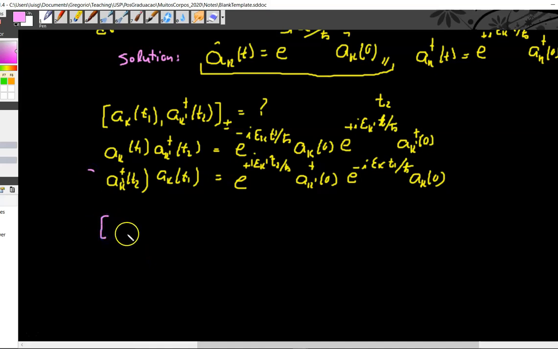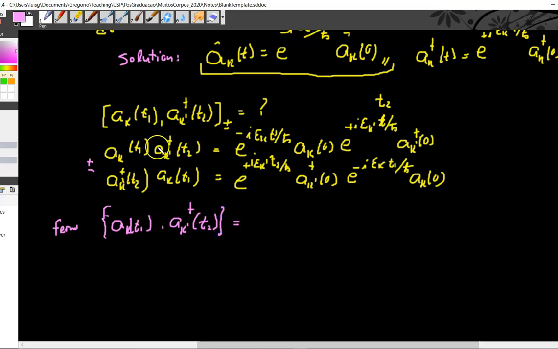So the commutator of, no, the commutator or anti-commutator. The commutator would be for bosons, and this is for fermions, so let's call it for fermions first. Yeah, let's do it for fermions. It would be something like this: AK T1, AK prime dagger T2.